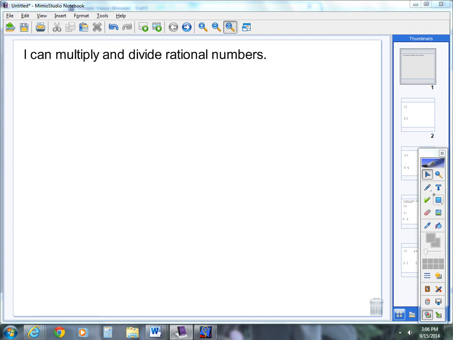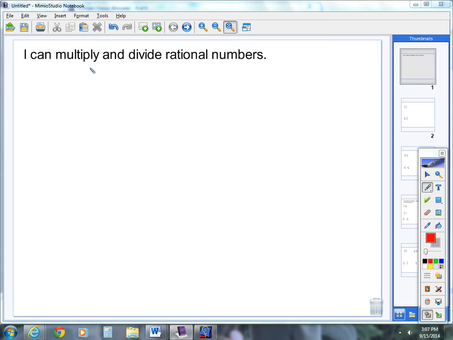Good evening, everybody. Today we are going to be learning about multiplying and dividing rational numbers. To begin with, I would like you to head your notes with the I can statement of the lesson. I can multiply and divide rational numbers. So while you are writing down the objective of the lesson, I'm going to talk to you and just review a couple of things with you.